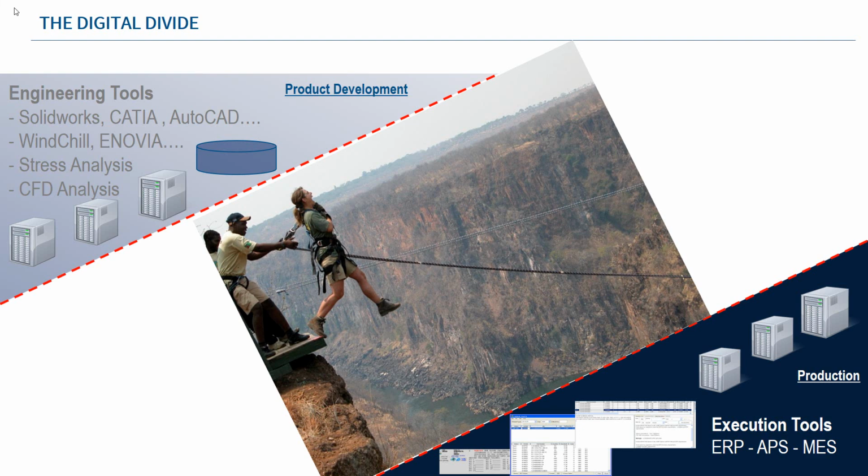And what we call the digital divide is the fact that from this product development to the production side, with the execution tool like an ERP, advanced planning and scheduling system, manufacturing execution system, often there is little that is reused from product development to production. So it's a jump to the unknown, and you are basically hoping that everything will happen right without being sure.